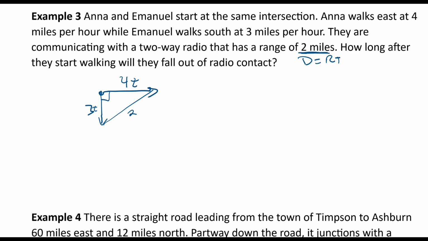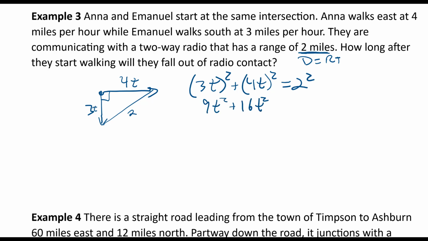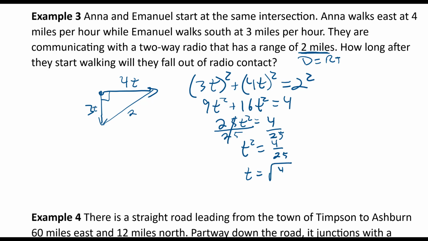So this uses the Pythagorean theorem, and (3t) squared plus (4t) squared is 2 squared. So that's 9t squared plus 16t squared equals 4, or 25t squared equals 4. Divide by 25, t squared equals 4 over 25, or t equals the square root of 4 over 25.